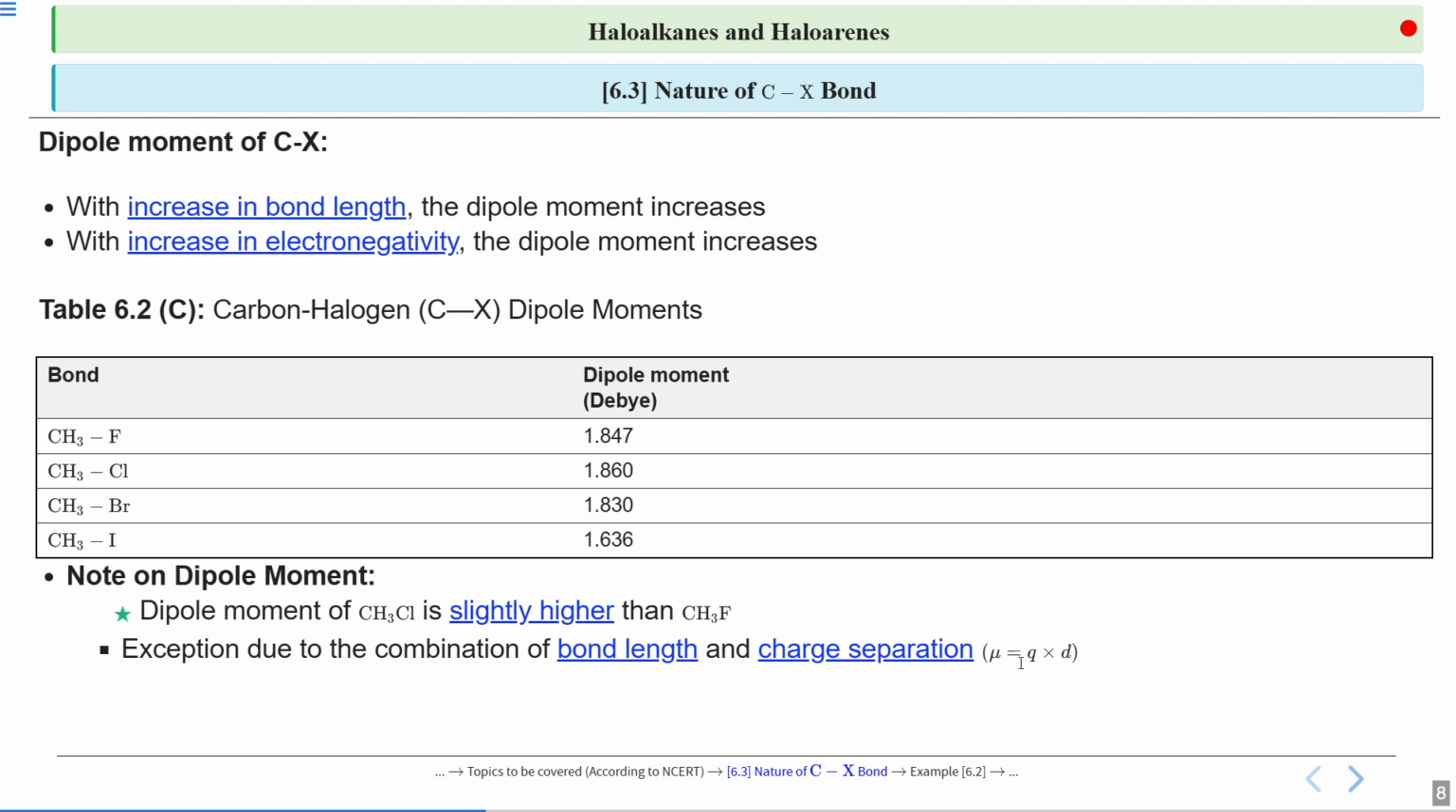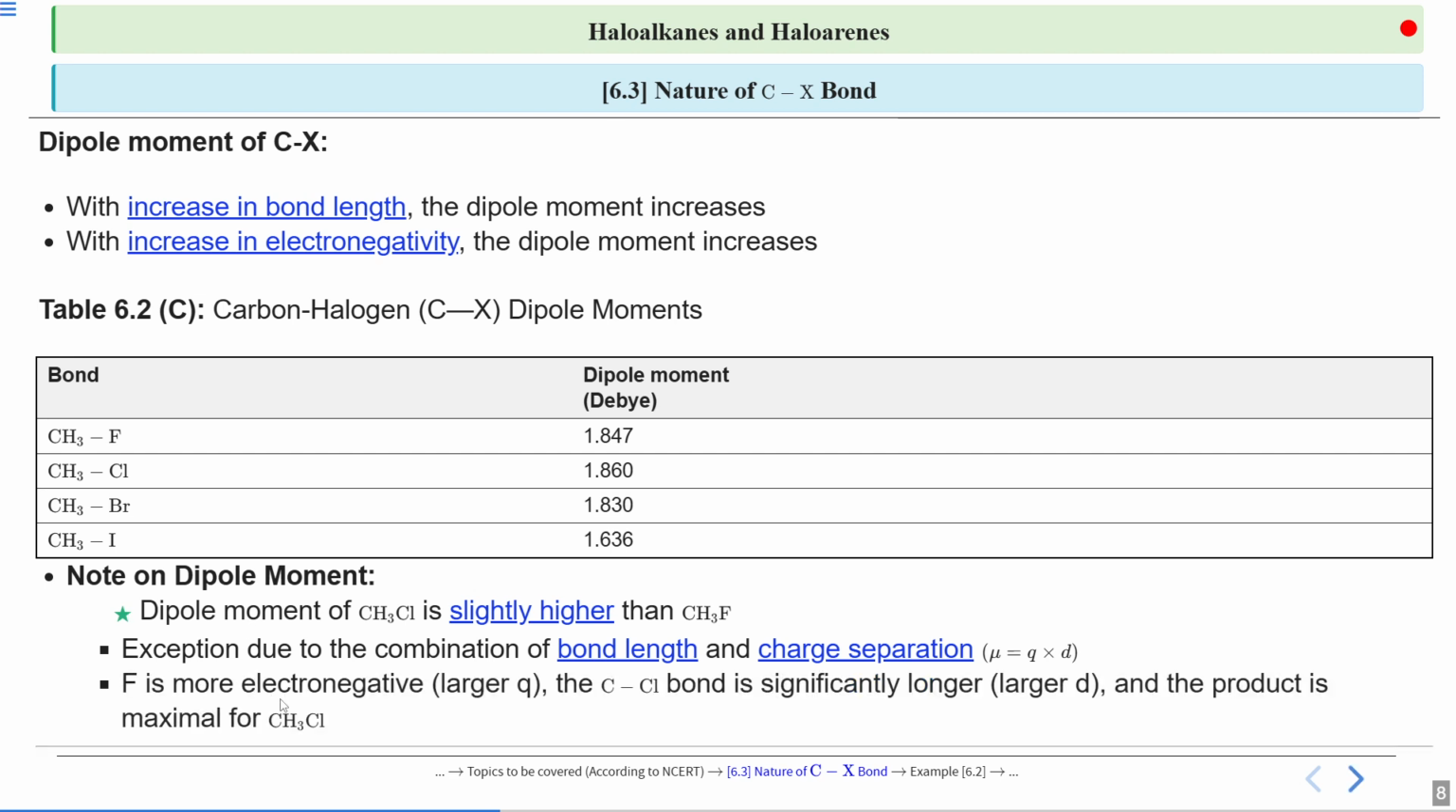Because that is what the dipole moment formula is: mu equals Q times D. Q is the representation for charge and D is the distance between the atoms forming the bond, right? So due to these two factors, bond length and charge separation, the combination causes the slightly higher chloromethyl dipole moment than fluoromethyl. Fluorine is the more electronegative halogen atom because it has larger charge. The carbon-chlorine bond is significantly longer because it has larger d. So both factors are contributing.